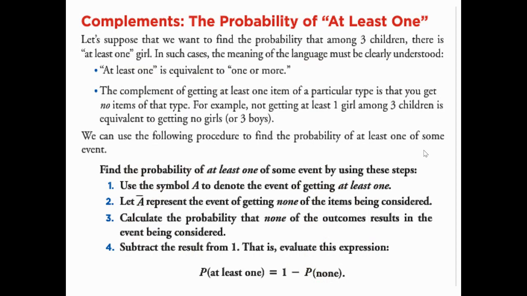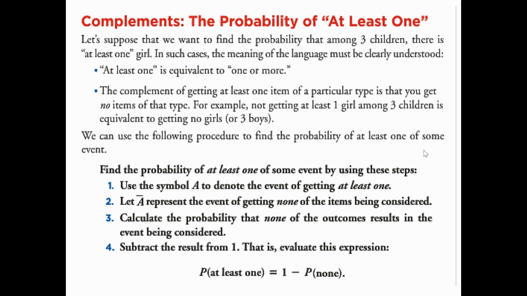Suppose we want to find a probability among 3 children there's at least 1 girl. In such cases, the meaning of the language must be clearly understood. At least 1 is equivalent to 1 or more. The complement of getting at least 1 of a particular type is you get none of that type, no items of that type. For example, not getting at least 1 girl among 3 children is equivalent to getting no girls, which means all 3 kids were boys.